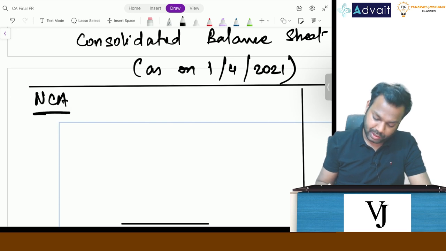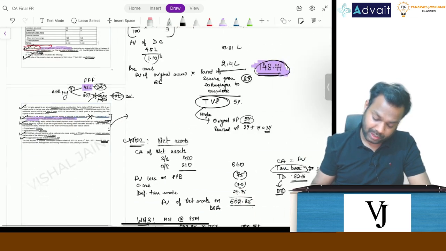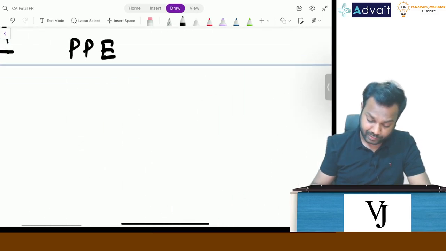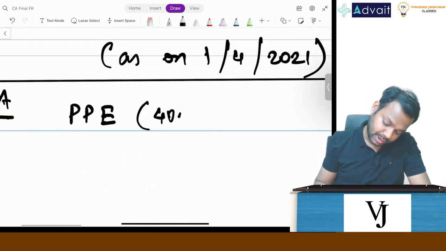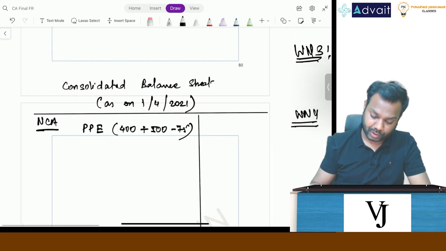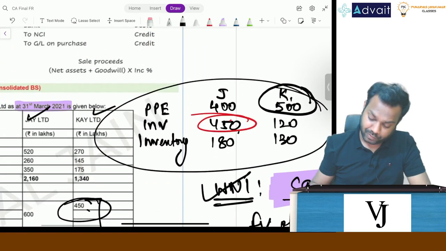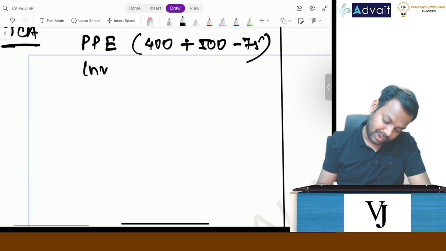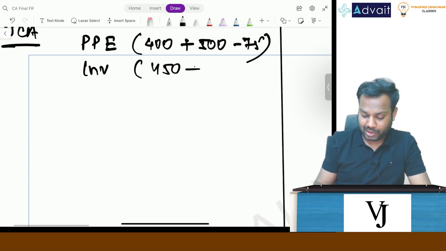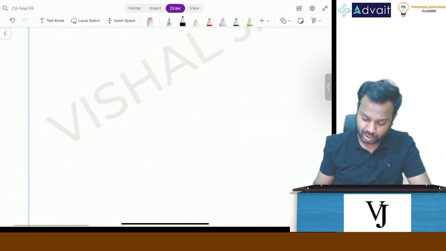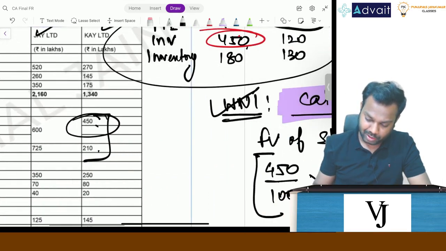Non-current assets, PPE. Now tell me what is the value of PPE. 400 plus 500 minus the fair value adjustment of 75. Then what? Investments is 450 plus 120. If I am making any mistake in posting, please do let me know. There can be a case, so please be careful.